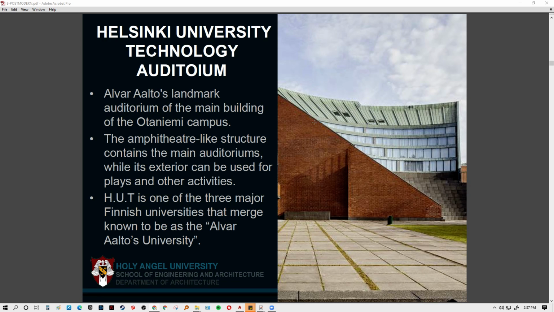Next one is the Helsinki University of Technology Auditorium. So this is a landmark auditorium and one of the main buildings of the campus. So it is like an amphitheater, and the way he plays with the shape or the structure is seen in the interior. So HUT is one of the three major Finnish universities that merged and is known as Alvar Aalto University.